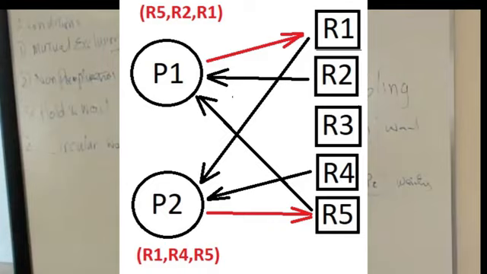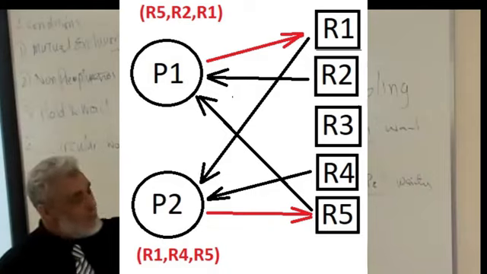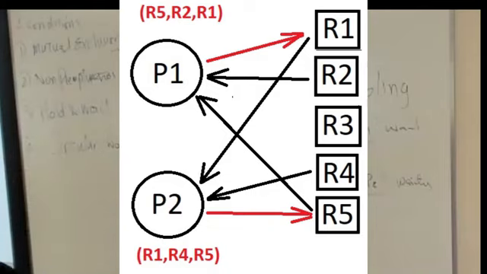When we say circular wait, we don't necessarily mean a circle. But it means if you trace the allocations, it brings you back to the same point where you started from. If you have that, that means there is a deadlock. There's a circular wait, which means there is a deadlock. Now, this circular wait happens here, and there's a deadlock.